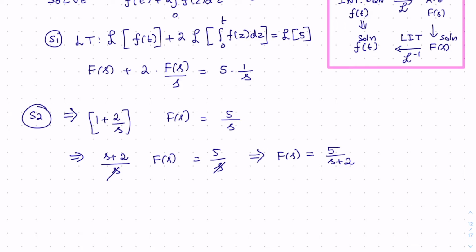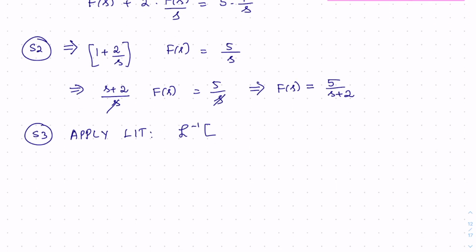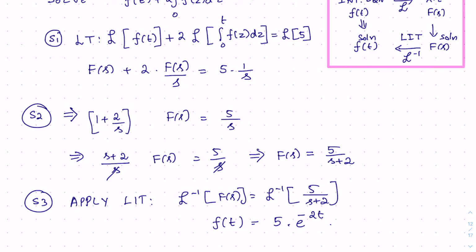Step 3 is to do the Laplace inverse. If I apply the Laplace inverse transformation, then I have Laplace inverse of F of s equals Laplace inverse of 5 over s plus 2, which is, left hand side is f of t, the right hand side is 5 times e to the negative 2t, and that's your solution to this integral equation.